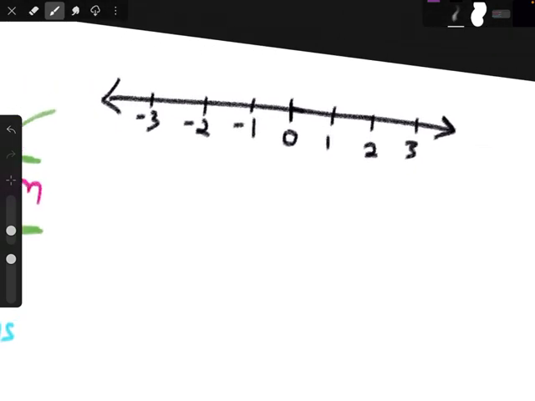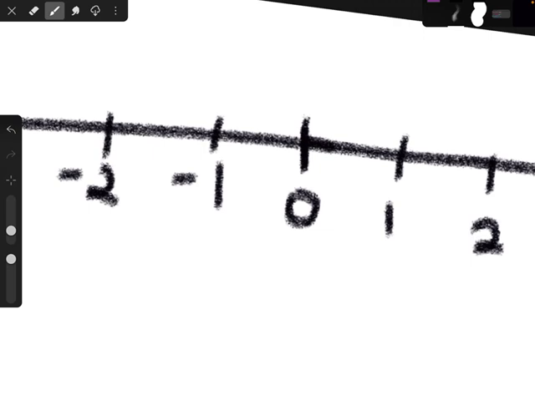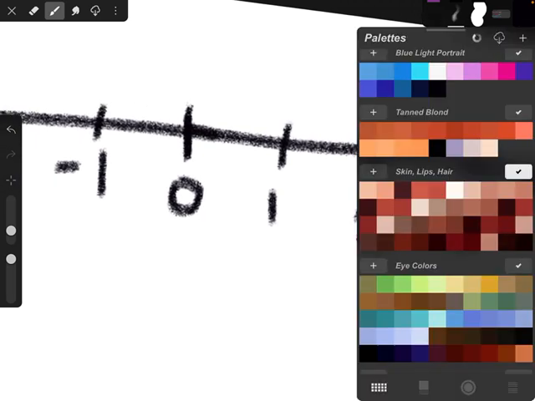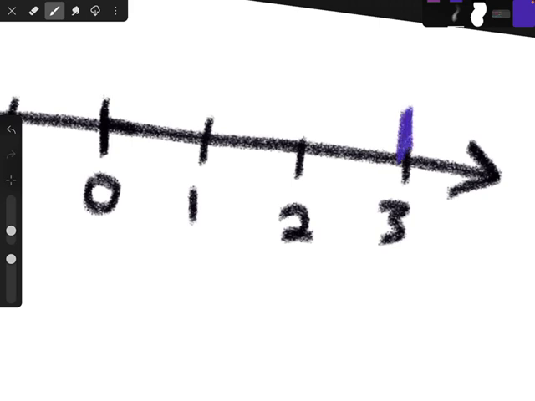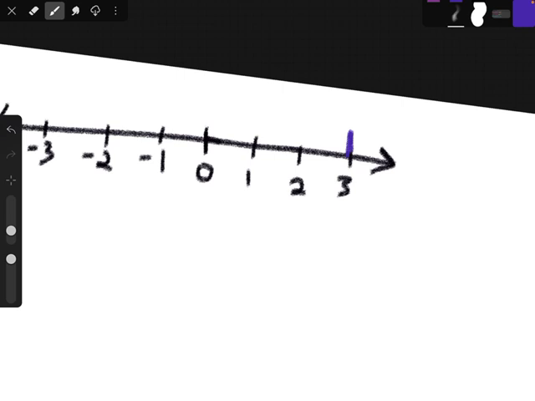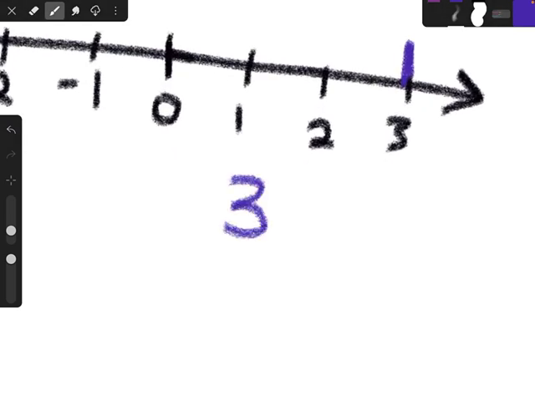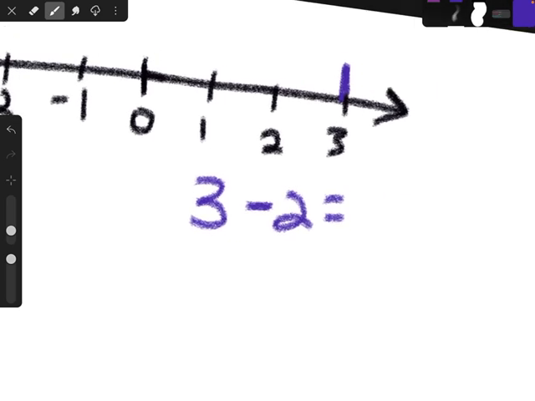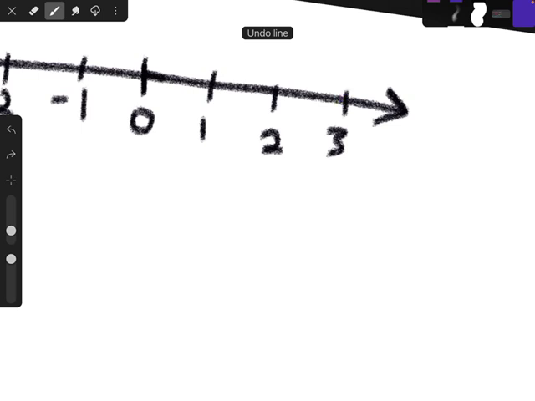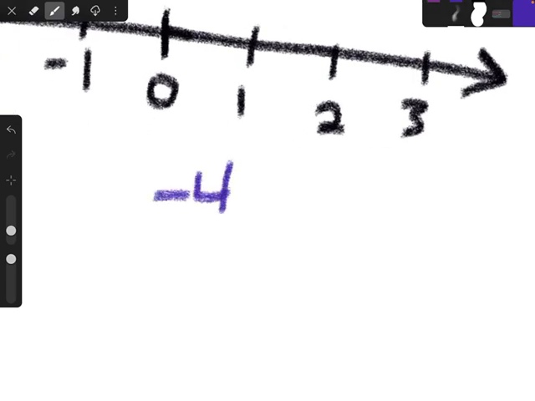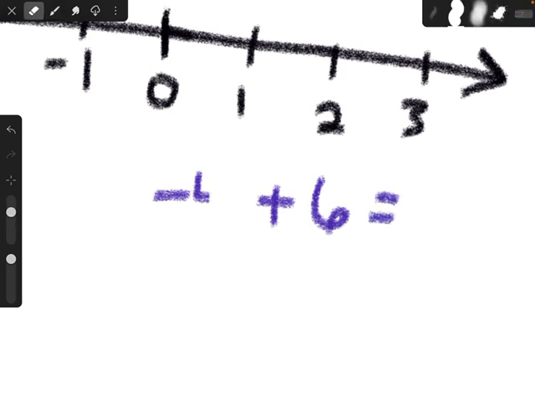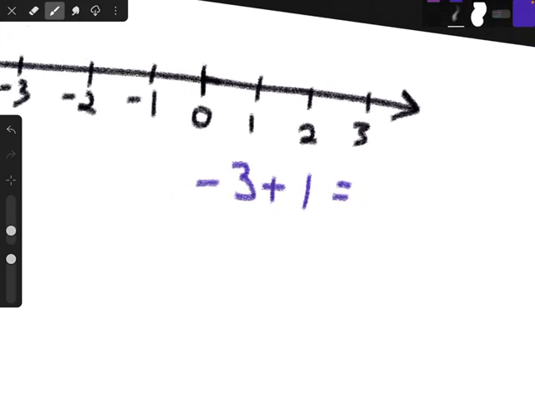That's normal. And if I said, well, let's say we had 3 minus 2. Let me do this in a different color. 3 minus 2. Y'all already know the answer. It's 1, right? Now what if I said -4 plus 6? Ooh, I think I got numbers too big for this number line. All right, let's try this again. -3 plus 1. Okay, what does that look like?